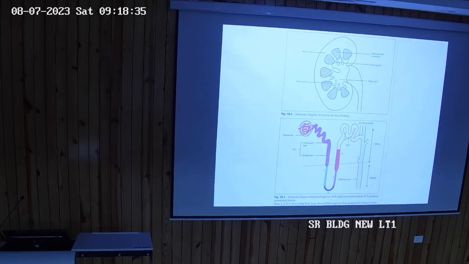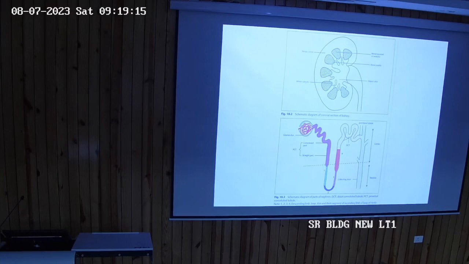After seeing this, now when we talk about the kidney, it consists of millions of nephrons, and these nephrons are the structural and functional unit of the kidney. Each kidney consists of millions of nephrons. There is no regeneration of the nephron. First thing.